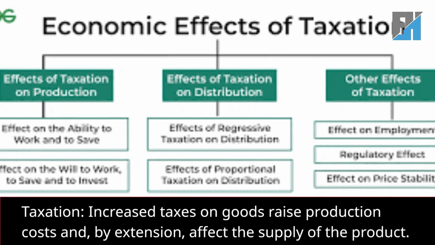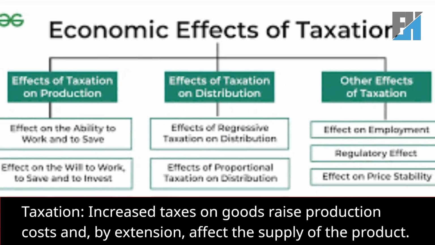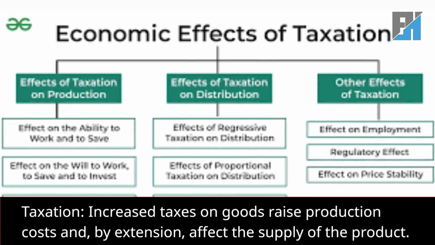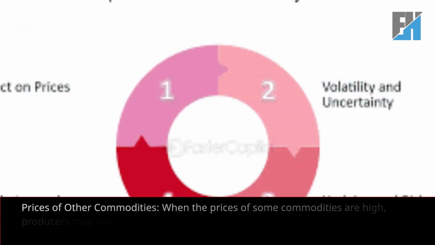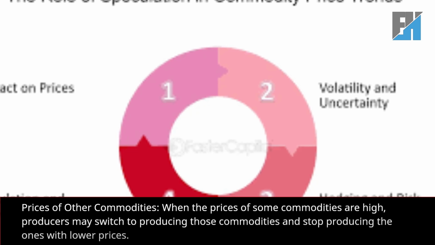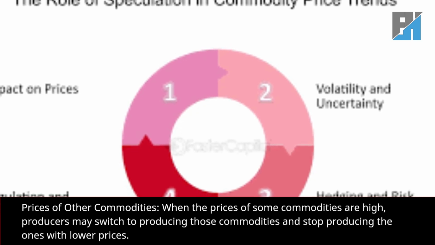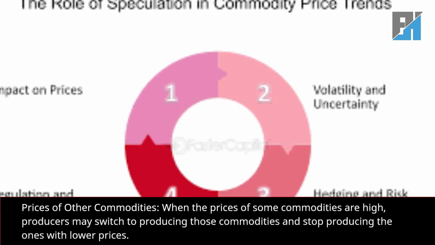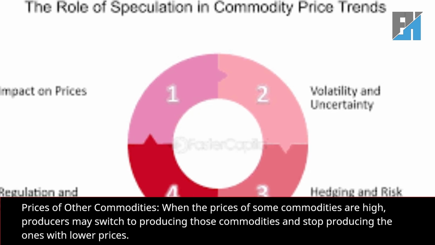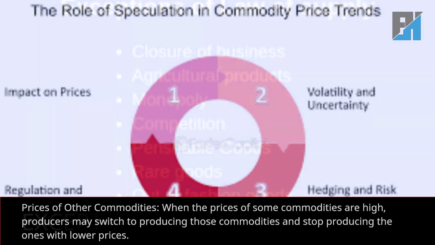Taxation. Increased taxes on goods raise production costs and, by extension, affect the supply of the product. Prices of other commodities. When the prices of some commodities are high, producers may switch to producing those commodities and stop producing the ones with lower prices.